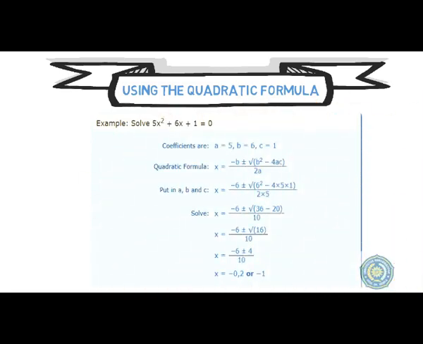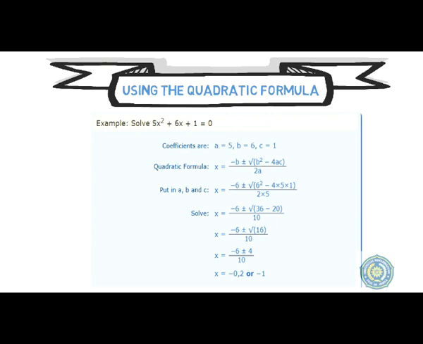Example, solve 5x squared plus 6x plus 1 equal to 0. The coefficients are a is 5, b is 6, and c is 1. The quadratic formula is x equal to minus b plus minus square root of b squared minus 4ac over 2a. Put in a, b, and c: x equal to minus 6 plus minus square root of 6 squared minus 4 times 5 times 1 over 2 times 5. Solve: x equal to minus 6 plus minus square root of 36 minus 20 over 10.